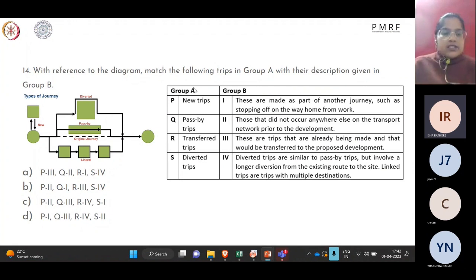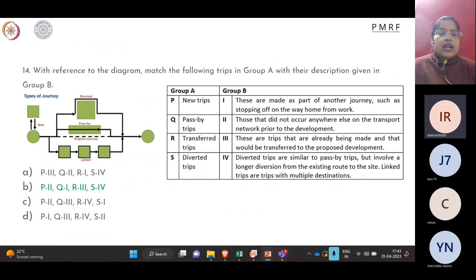Okay, so the correct answer is B. That is, new trips are those which did not occur anywhere else on the transport network prior to a development relating to the transport network. And then pass-by trips are those which are made as part of another journey, such as stopping off on the way home from work. So you stop to get, let's say, milk because you ran out of milk. That is a stop-by trip or a pass-by trip.